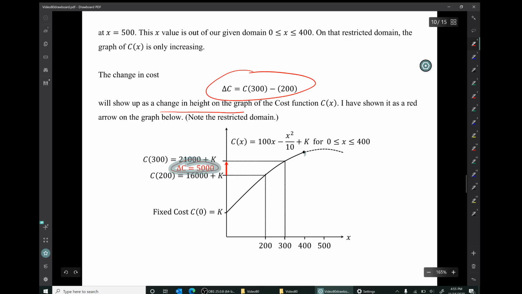equals 5,000. Notice on this graph, the fixed cost shows up down here. That's the y-intercept. It's the cost when x equals 0. So the change in cost shows up on the graph of the cost function as a change in height.